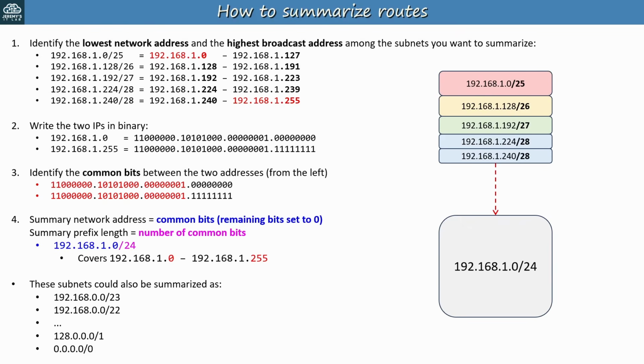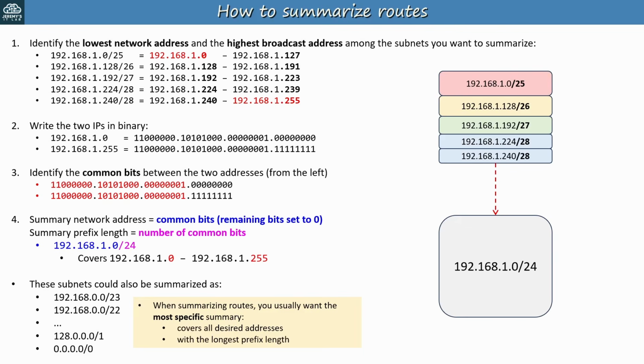Technically, those are all valid summaries, but they include lots of addresses that are outside of the desired range. When summarizing routes, you usually want the most specific summary, the summary that covers all of the desired addresses with the longest prefix length, so you don't include a bunch of addresses that you don't actually want to summarize. For example, the 192.168.0.0/23 summary includes all of 192.168.1.0/24, but it also includes 192.168.0.0/24, which is outside of the range we're trying to summarize.